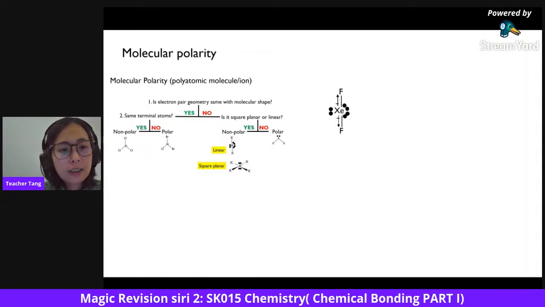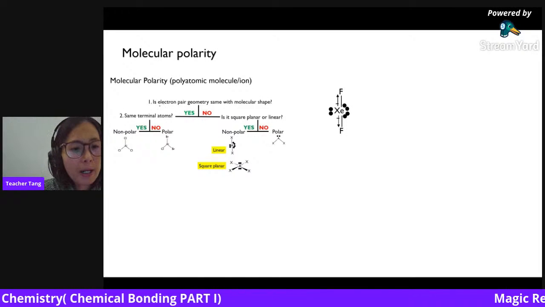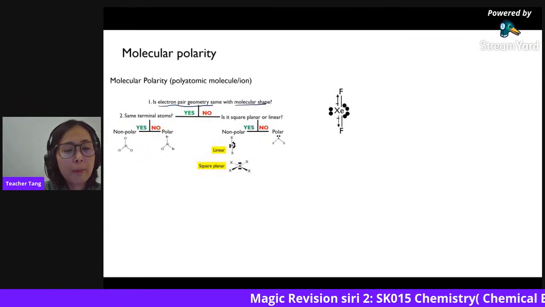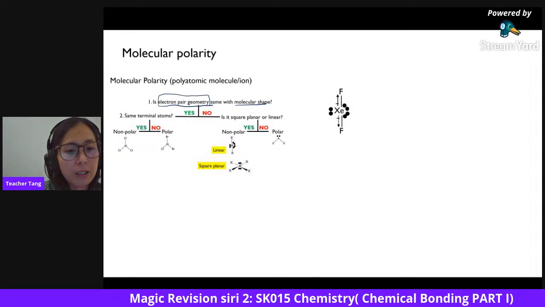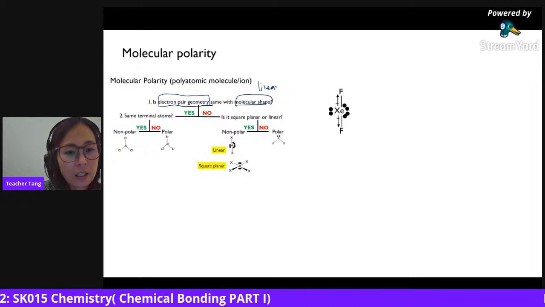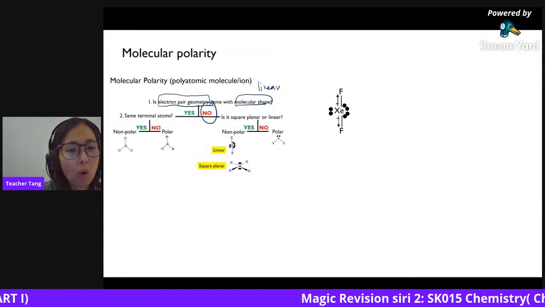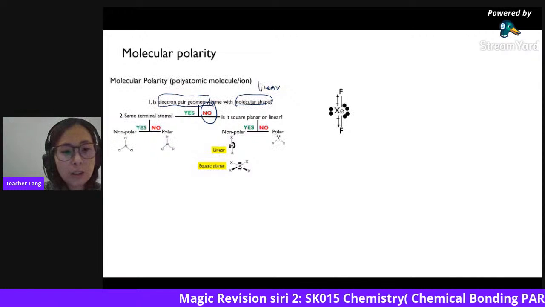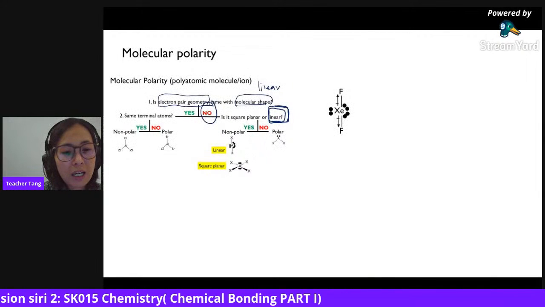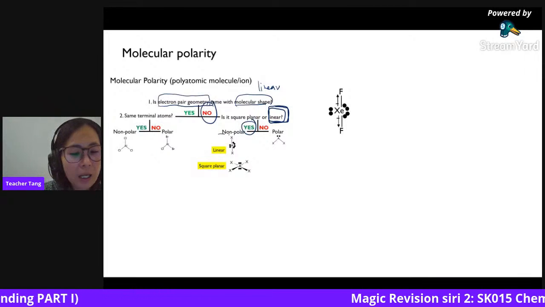For this, we need to ask ourselves the first question: is the electron pair geometry the same as the molecular shape? It is not the same. Remember, the electron pair geometry is trigonal bipyramidal, but the molecular shape here is linear. So the answer is no. The second question you need to ask yourself is: is it square planar or linear? For this question, this molecule is linear. So the second question answer is yes, and then you get a non-polar molecule.